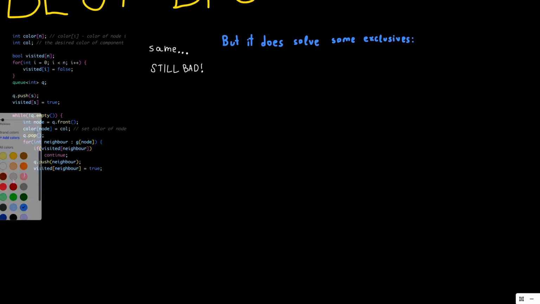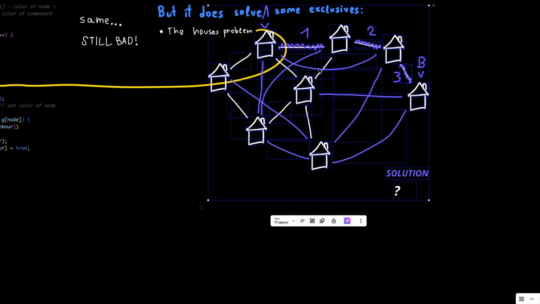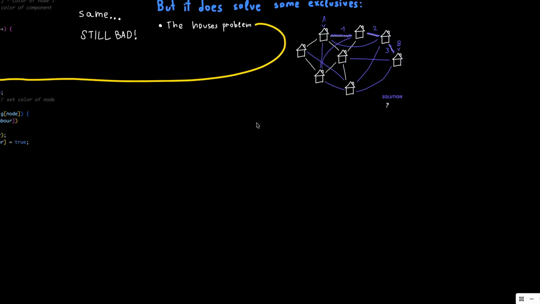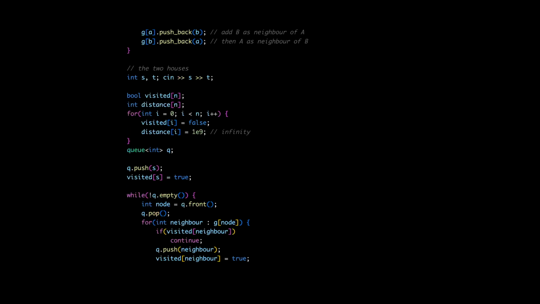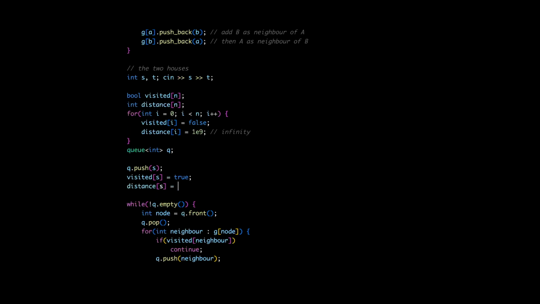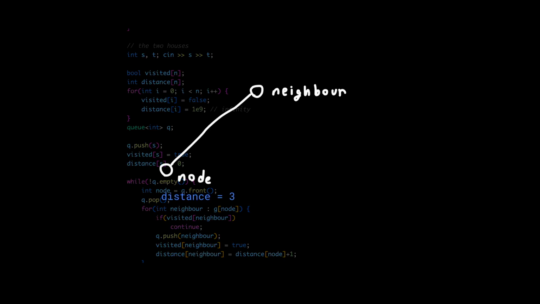One of the most popular problems solved by BFS, but not vice versa, is that problem with houses. It's often referred to as shortest path. BFS can solve this problem easily. All we have to do is keep distances from a starting node and that's it. Create array distance of size n, assign distance of s equal to 0, since that's where the starting node is. Now here assign distance of neighbor equal to distance of node plus 1, because here we walk from the node to the neighbor.